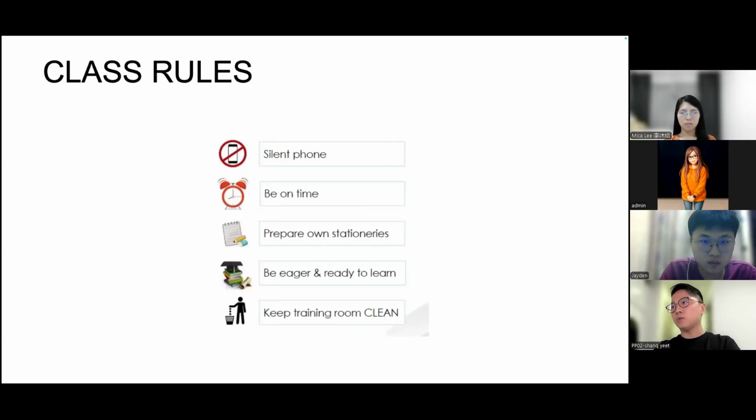And the fifth is to keep the training room clean, as when you come, it's clean, and when you leave, it should also remain clean and tidy. Are you guys clear on the rules? Yes, then before we start, may I check, have you all taken your dinner? Yes, taken. Okay, hopefully it's not too full for you guys that you all feel sleepy. If you do, try to keep yourself awake.